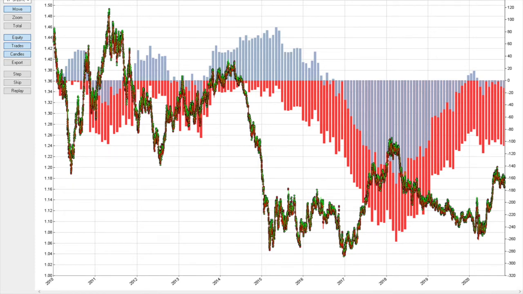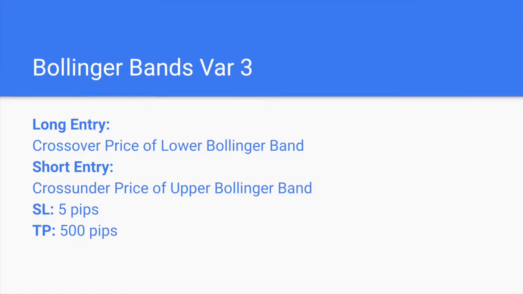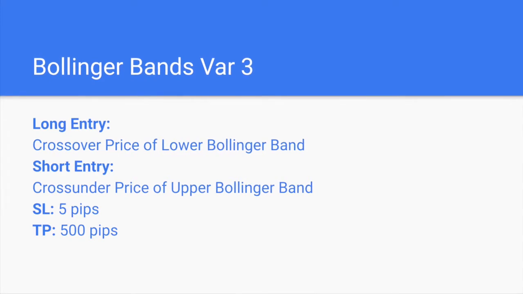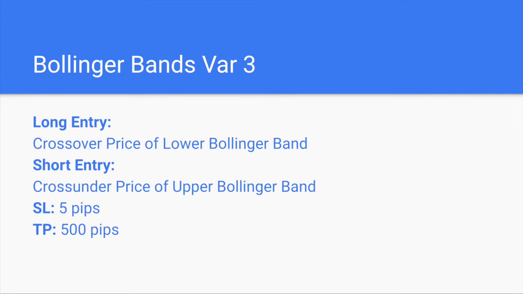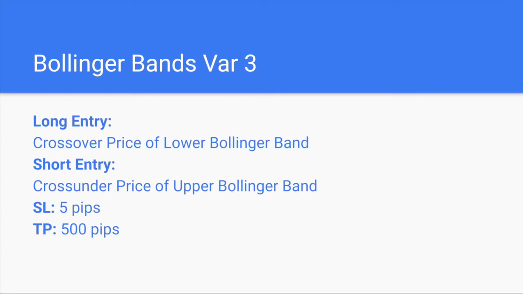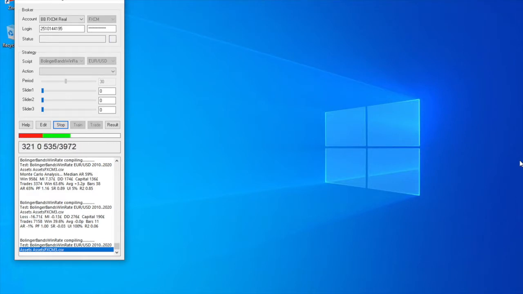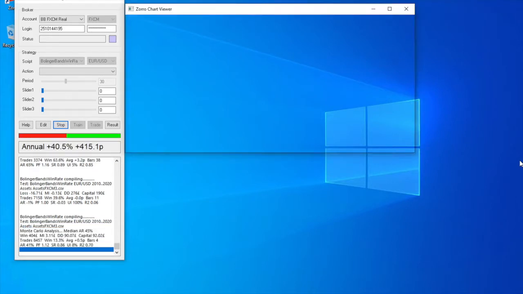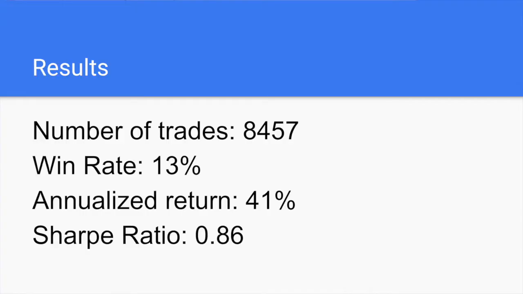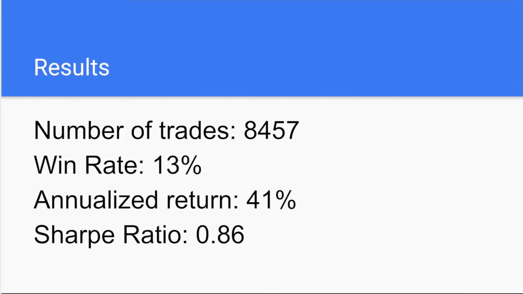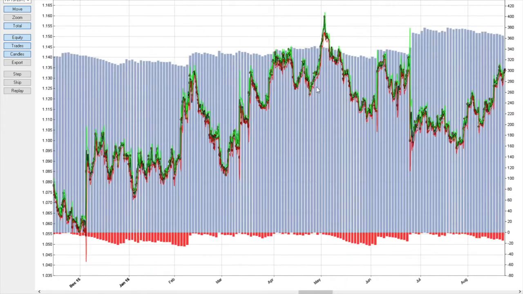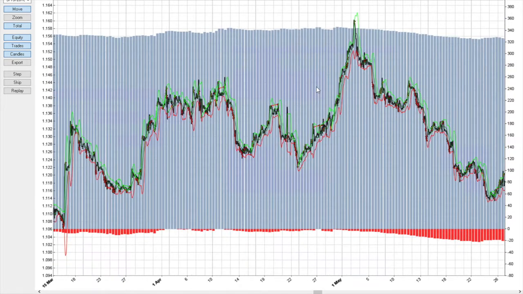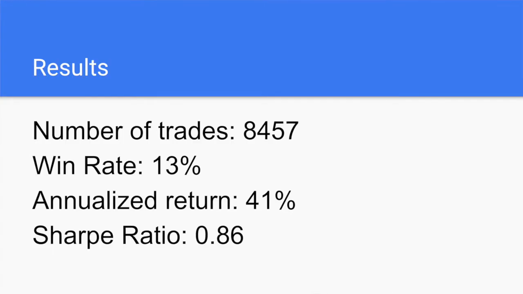Now let's take an even more extreme example where the stop loss and take profit targets are further apart from each other. This will give us an even lower win rate. So let's set the stop loss to 5 pips and the take profit to 500 pips. In this case, we had 8,457 trades since 2010, but the win rate dropped to a poor 13%. Now hang on, the strategy is still profitable and performed better than the previous example. We now have a 41% annual return with a 0.86 Sharpe ratio.